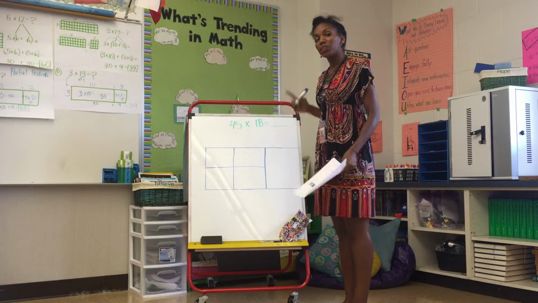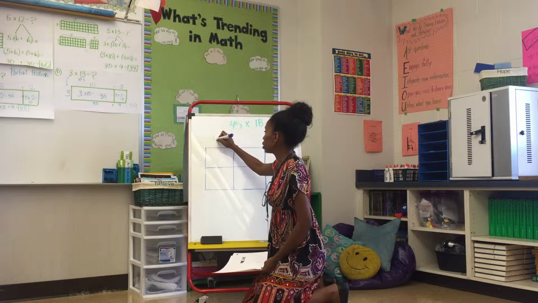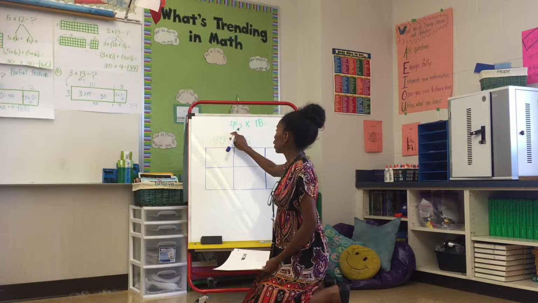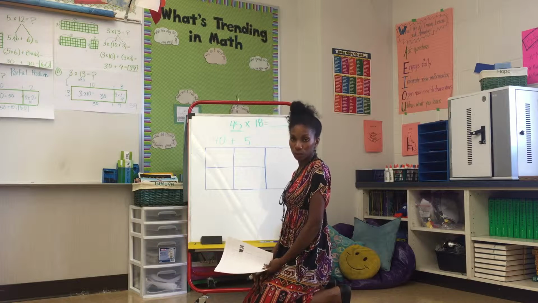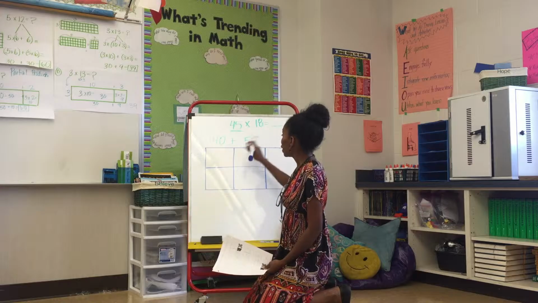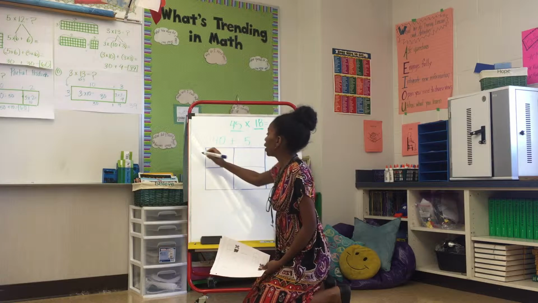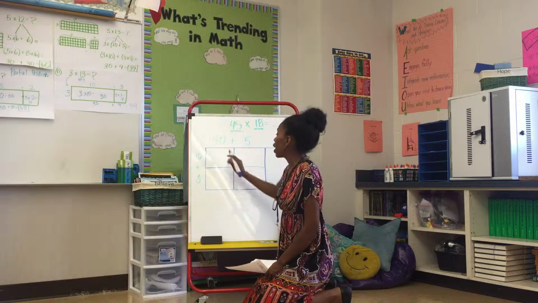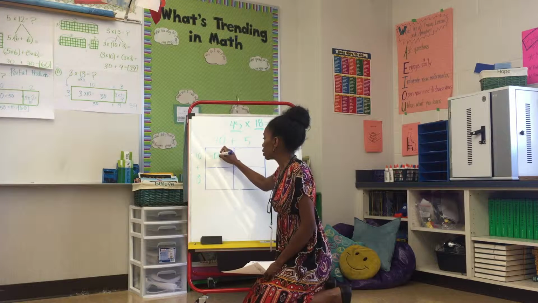Now, I want you doing this as I'm doing this. We're going to go across the top, say 40 plus 5, because what I did is I took my 45 and I broke it up into expanded form. And then on the side of my box, I'm going to break 18 up as 10 plus 8. So across the top I have 40 plus 5, and going down the side I have 10 plus 8.